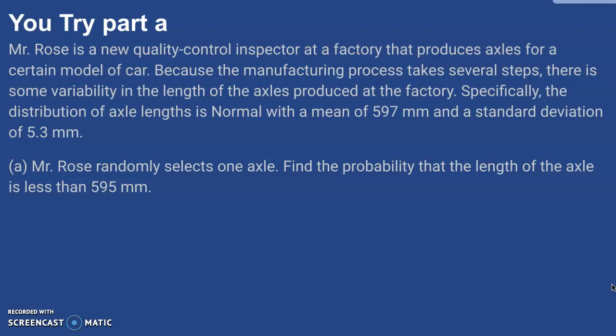All right, now here's one for you to try. Mr. Rose is a new quality control inspector at a factory that produces axles for a certain model of car. Because the manufacturing process takes several steps, there is some variability in the length of the axles produced at the factory. Specifically, the distribution of axle lengths is normal, with a mean of 597 millimeters and a standard deviation of 5.3 millimeters. Mr. Rose randomly selects one axle. Find the probability that the length of the axle is less than 595 millimeters.